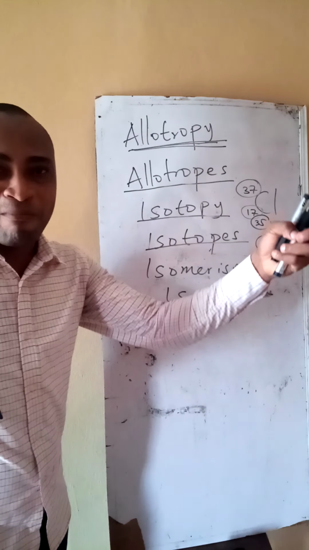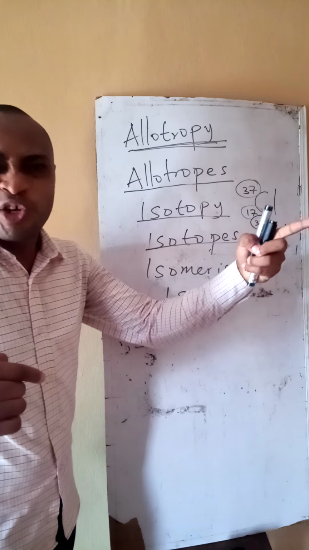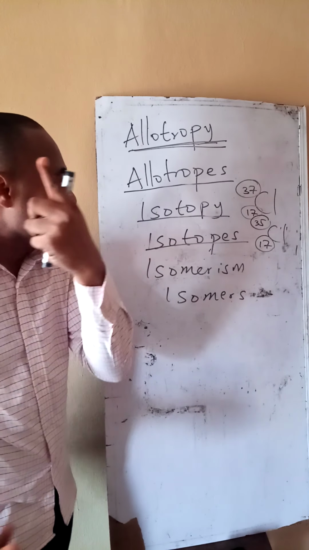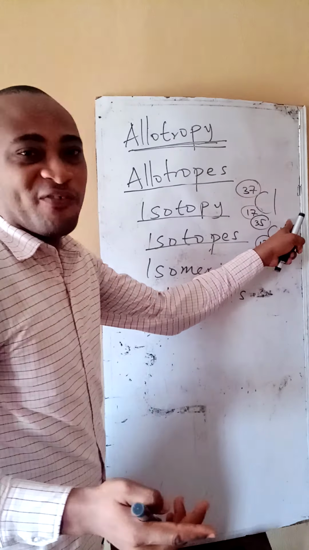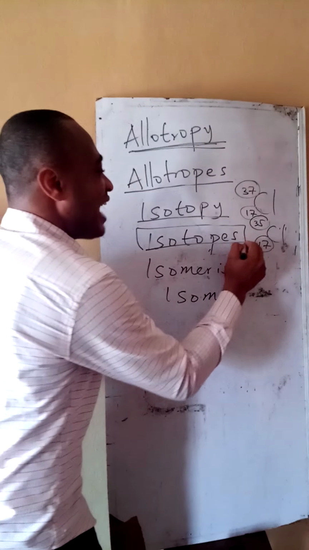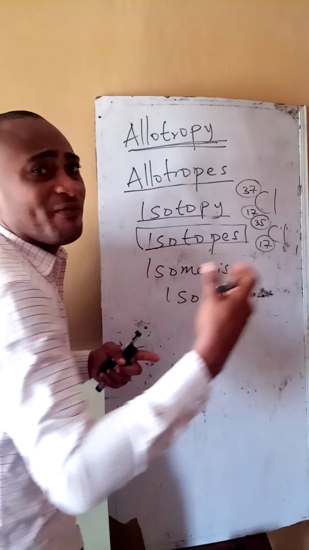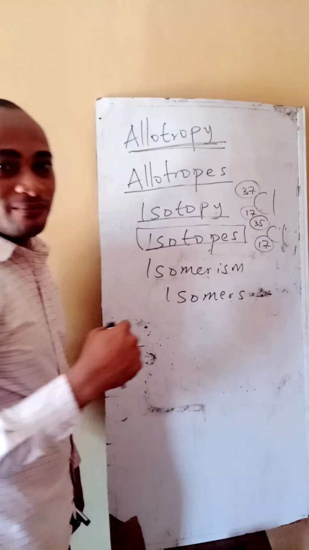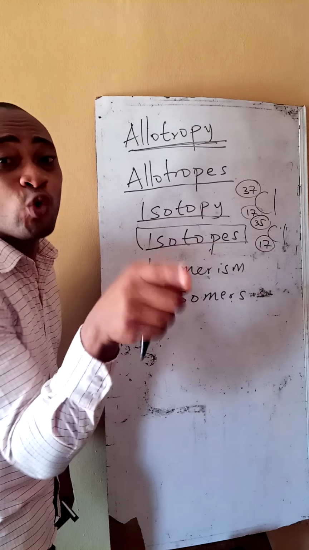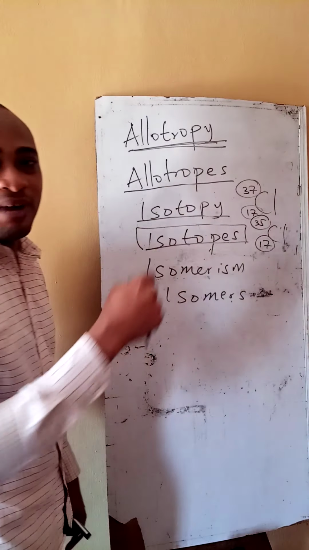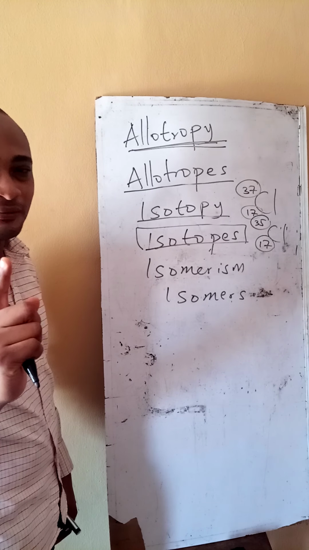Now, if they have different mass numbers and the same atomic number, what else should be different? Yeah, of course. The number of neutrons. The number of neutrons will also be different when it comes to isotopy. So that's that. So if I'm going to define isotopes, I won't say it's a phenomenon. Oh no. This is an element that can exist in 2 or more forms, having the same atomic number but different mass numbers. I hope you got that.